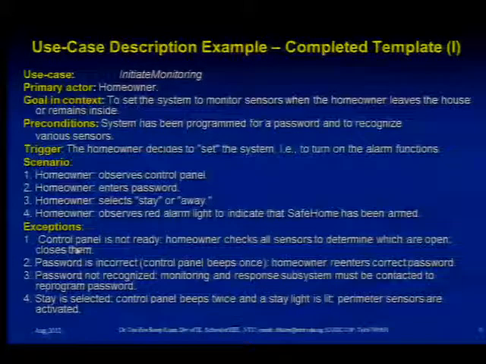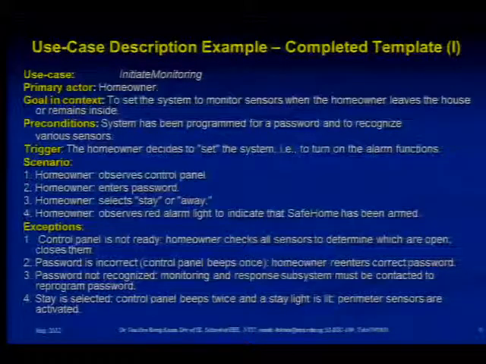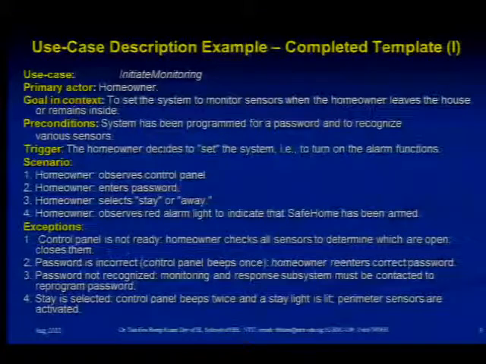Exceptions. As I told you earlier, exceptions define those steps that are not as common as those described in the scenario. Exceptions describe the steps to handle error situations, to choose options, etc. So the first exception condition is the control panel is not ready. When the homeowner wants to set up, he finds that he cannot because the control panel is not ready, because in the previous round somebody has not closed it properly. So the step he has to take is: homeowner checks all sensors to determine which ones are open and closes them. You have to check what's wrong and close them accordingly.